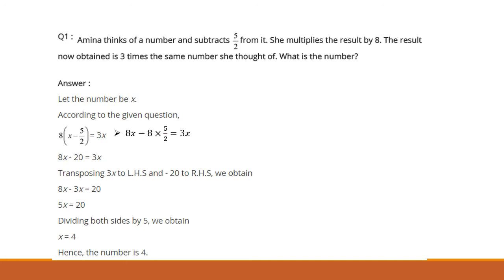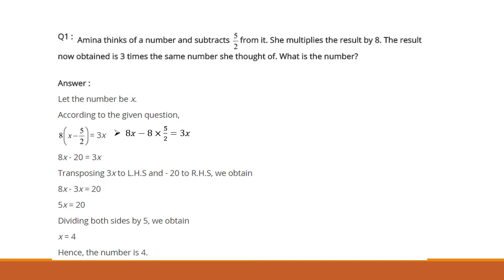Children, think yourself as Amina. Imagine a number in your mind. Subtract 5 by 2 from that number. Then to that result, multiply by 8. The result obtained is 3 times the same number that you thought in your mind. So, we want to find that number now.